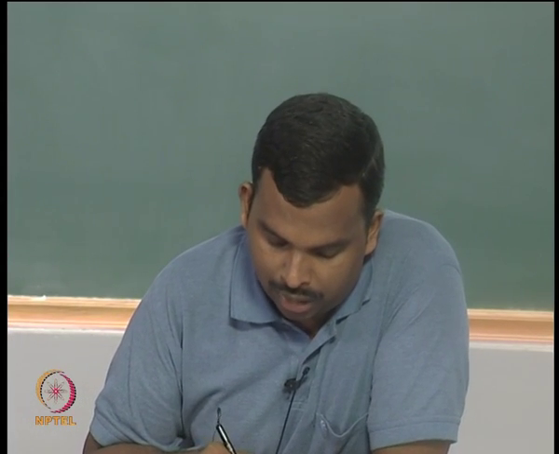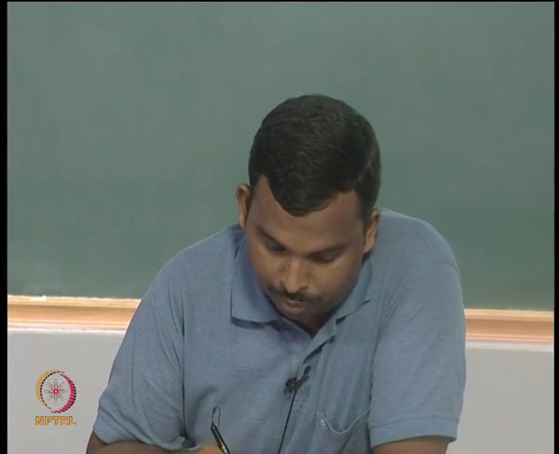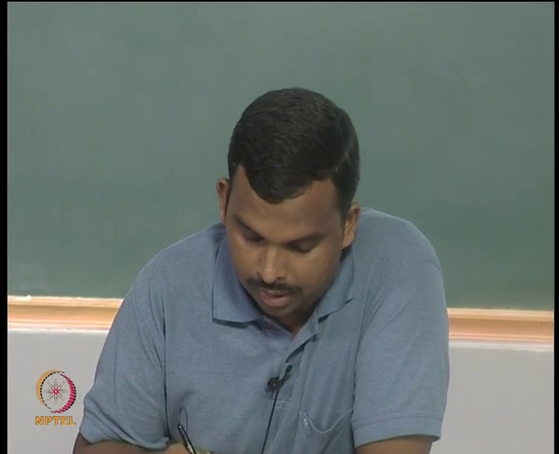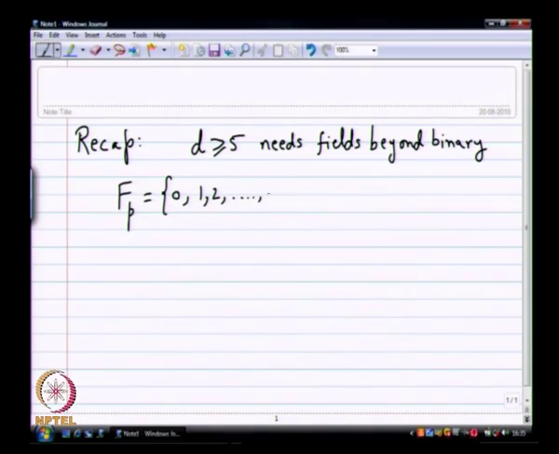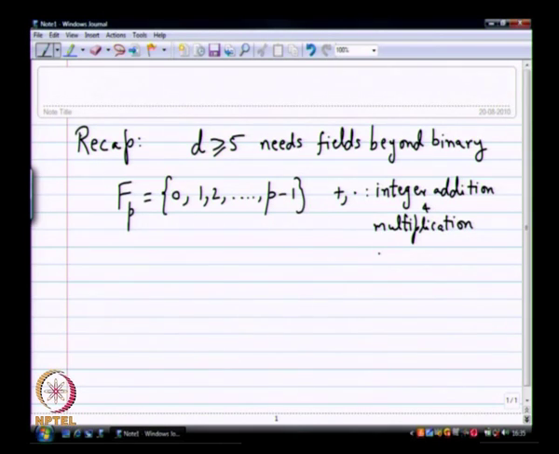So the only finite field that we saw so far is Fp. What is this Fp? It contains the set 0, 1, 2 and so on till p minus 1, and addition and multiplication are integer addition and multiplication modulo p. I can give you some simple examples for how this works, but I am assuming you are reasonably familiar with what I mean by modulo p.